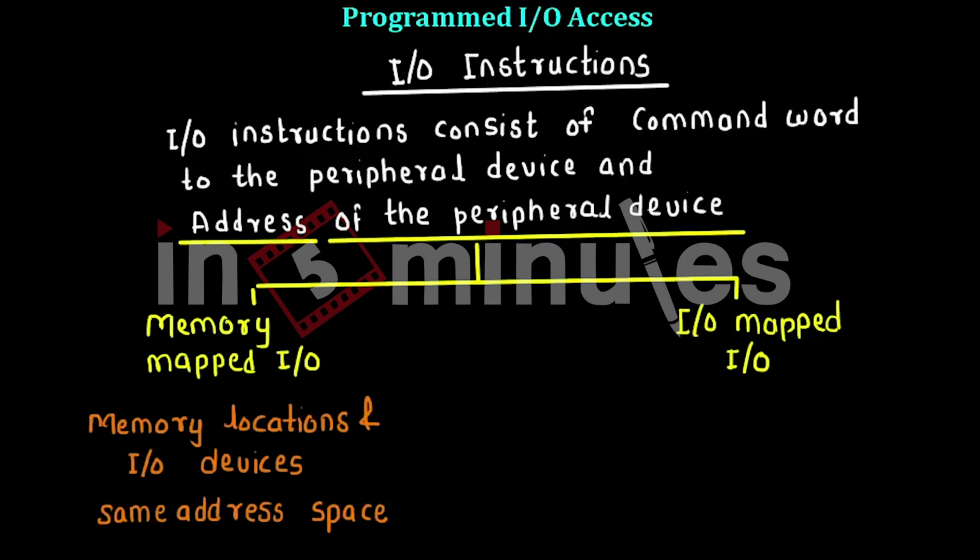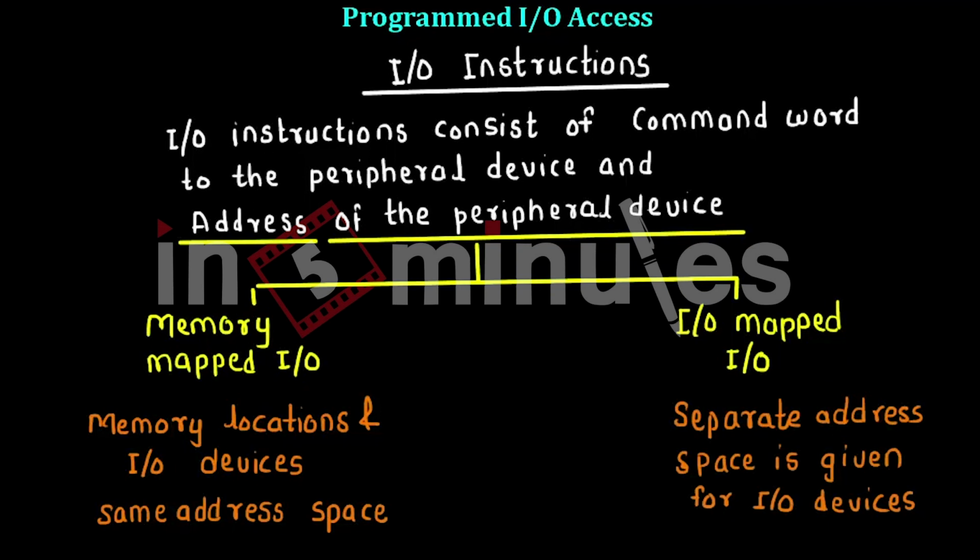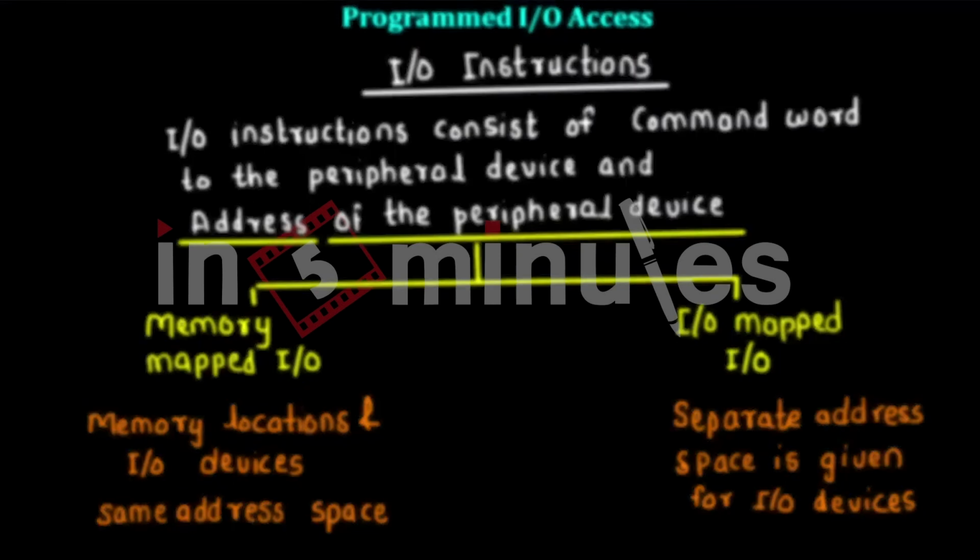In memory mapped I/O, the memory locations that are present in the memory address space of a processor and the I/O devices that are present as peripherals are going to share the same address space. And in I/O mapped I/O, which is also known as isolated I/O, a separate address space is given for the input-output devices from that of memory locations.